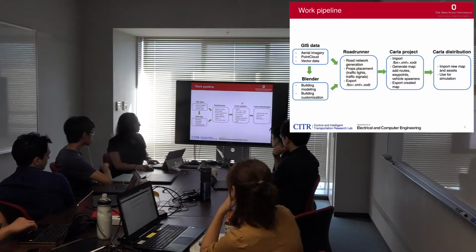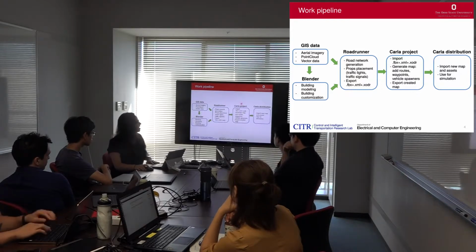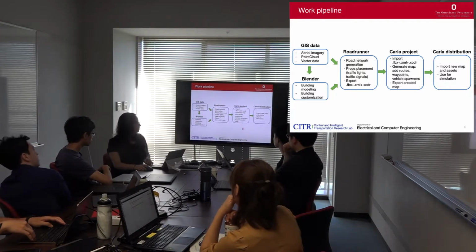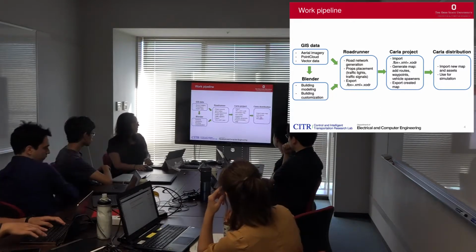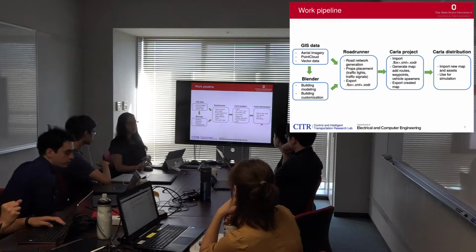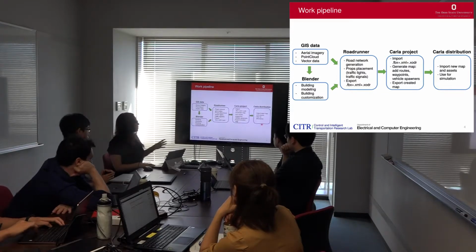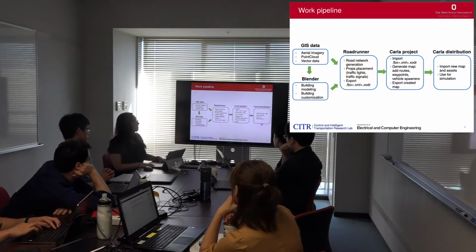It's in this version where we're going to import the map created in RoadRunner, and we're going to generate the map and the routes, waypoints, vehicle spawner. That's going to be handled automatically. And then from this version built from source, we can create a Carla distribution where we can have our map added. So this is the work pipeline that we should follow if we want to create an environment.